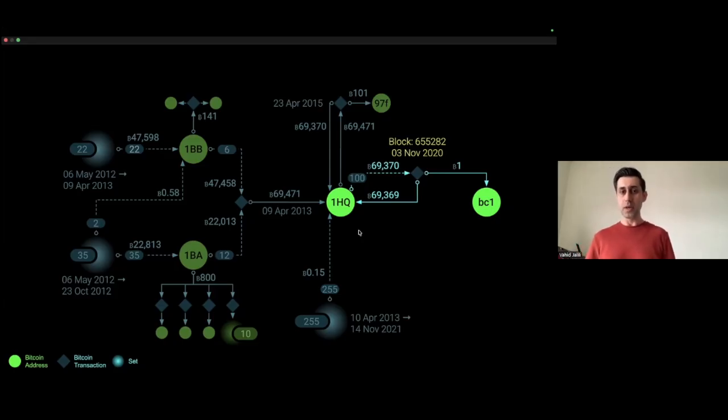655,282. In this block, everything that this script had was used in a transaction. Only one Bitcoin out of the entire balance was sent to an address BC1, and everything else was returned back to this address. And in the block right after that, just 10 minutes later, another transaction was initiated, and the entire balance of this Bitcoin script was sent to another Bitcoin script, BC1, and 69,000 Bitcoins were transferred to this.